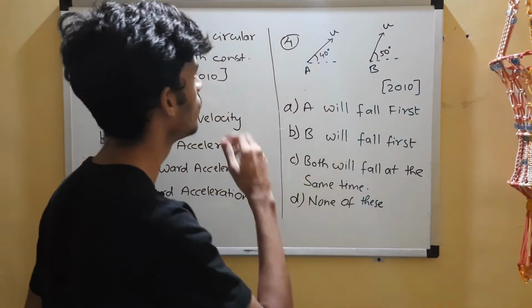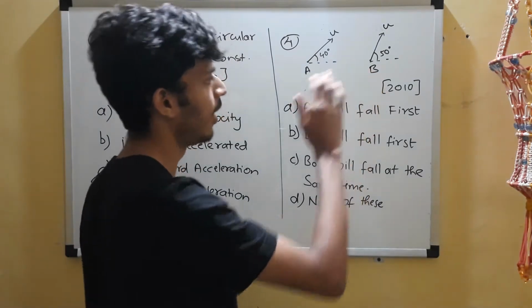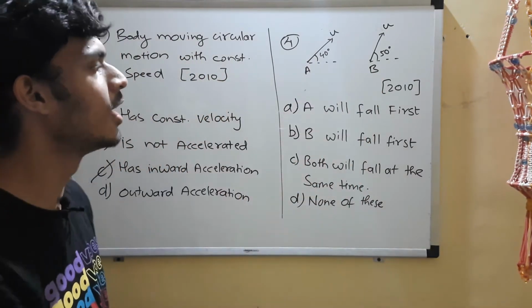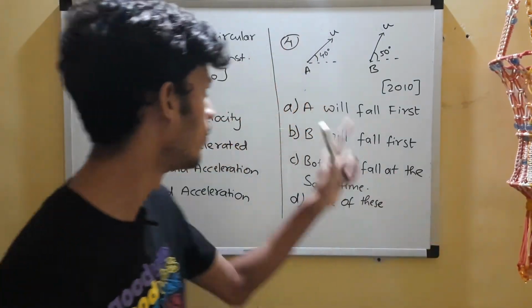Now coming to question 4. I'll have to explain a bunch of things over here. Here you have two projectile motions A and B. Each of them you are going to throw at an initial speed of u.